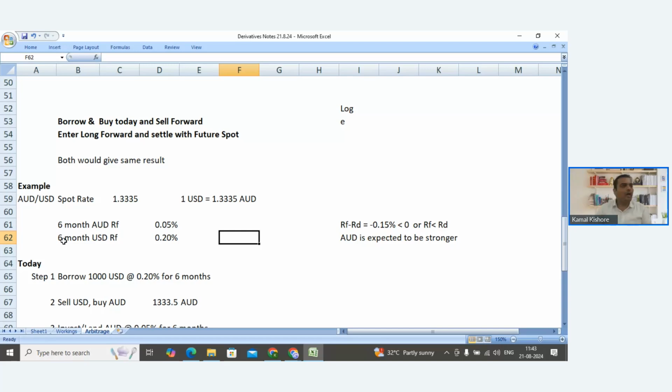So I'm borrowing in USD, and I'm investing in AUD. How does this work? Borrow 1,000 US dollars at 0.20% for 6 months, right? You're borrowing $1,000. Sell this USD and buy AUD. How much AUD can you buy?